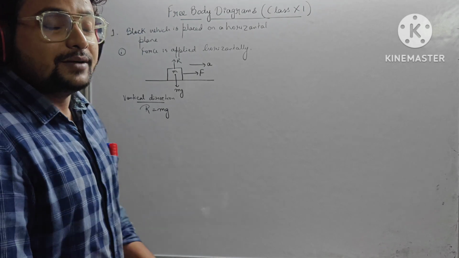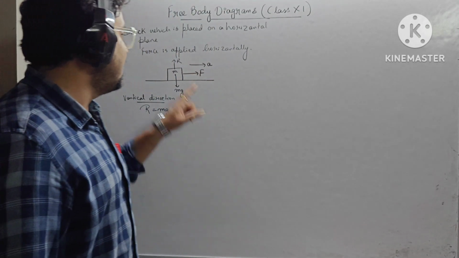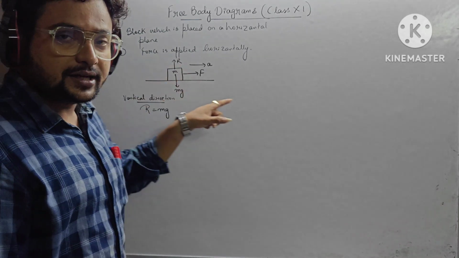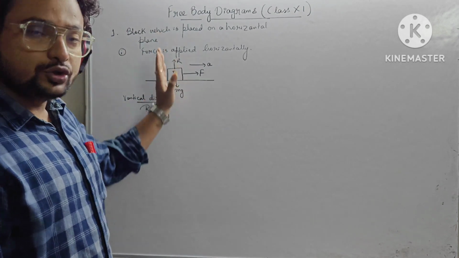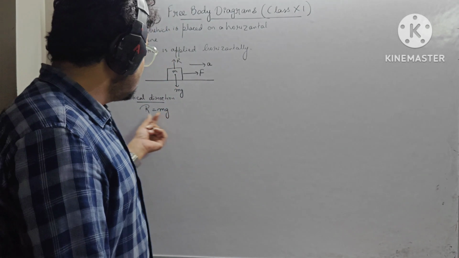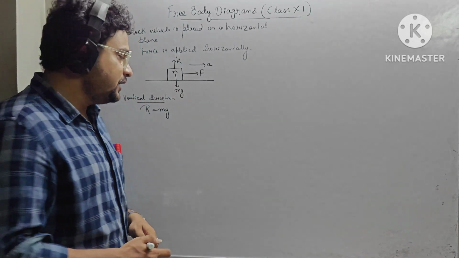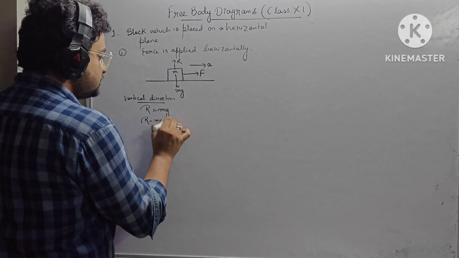If the body was moving up or moving down, then we could have said that R is greater than mg or mg is greater than R. Then there would have been a resultant force acting on the body. But over here, vertically there is no motion, so these two forces are balancing each other. So R will be equal to mg, or from here we can write R minus mg equals 0.